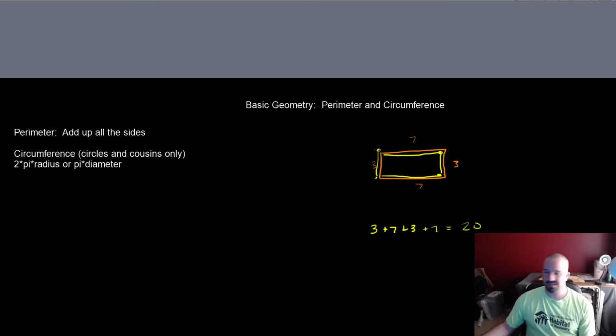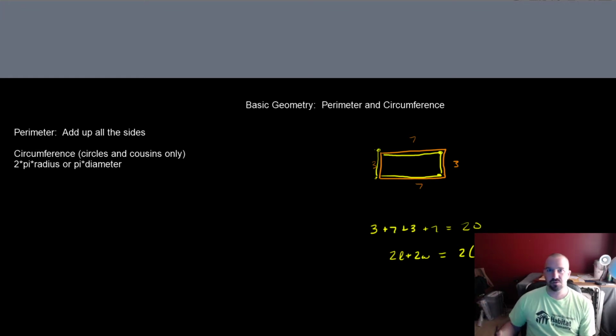I'm sure that if this is not your first rodeo, you probably saw something like, well, it's 2L plus 2W. Is it really? Sure. That's fine. So it's 2 times 7 plus 2 times 3, which gives you 14 plus 6, which gives you 20. Okay, fine. Yeah, sure.